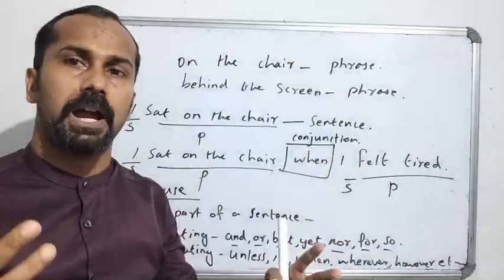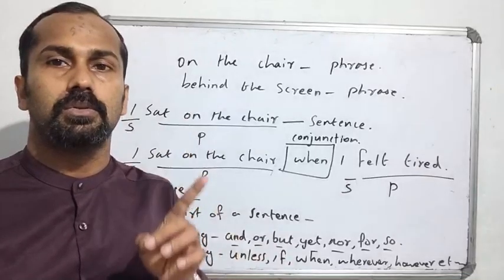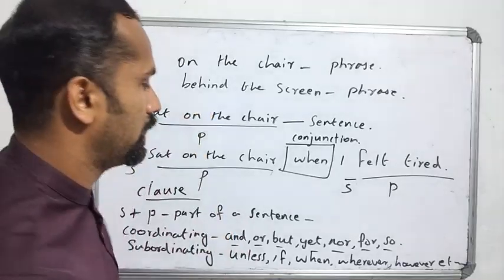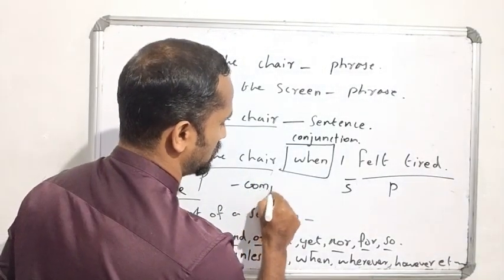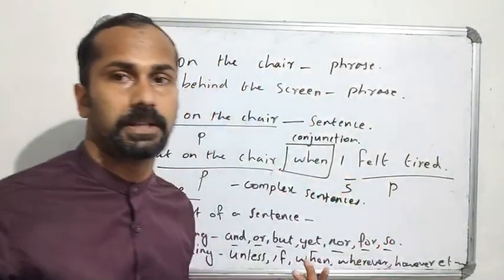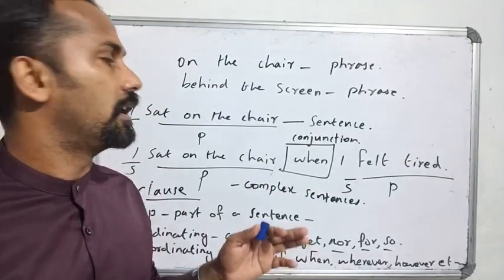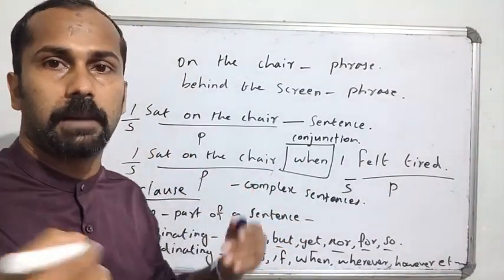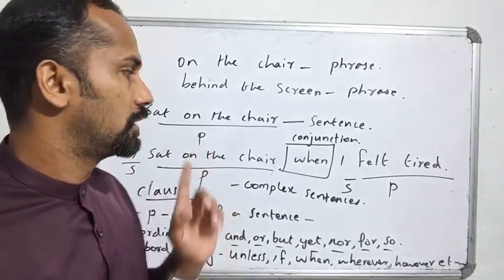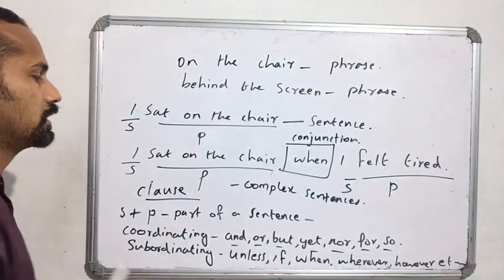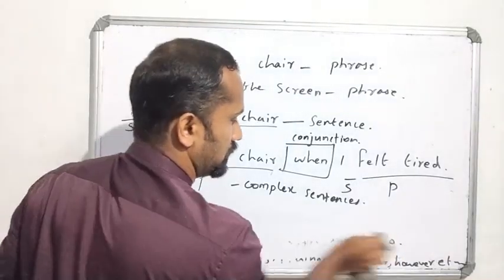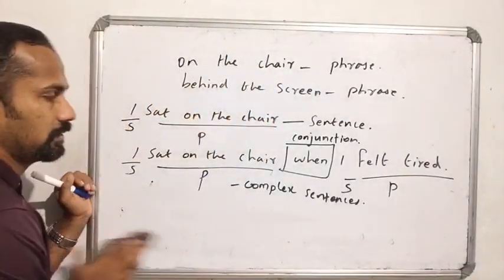So when two clauses are combined using a subordinating conjunction, it is called one great thing, that is called a complex sentence. Okay, don't forget that. Then what is a complex sentence? Two clauses combined using a subordinating conjunction is called a complex sentence. Two clauses combined using subordinating conjunctions are called a complex sentence.